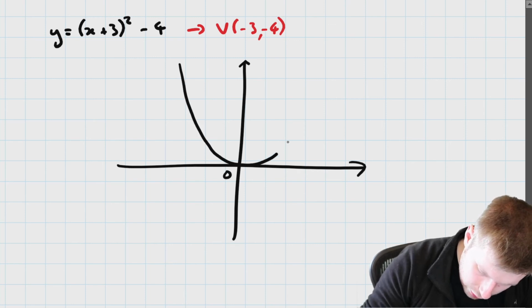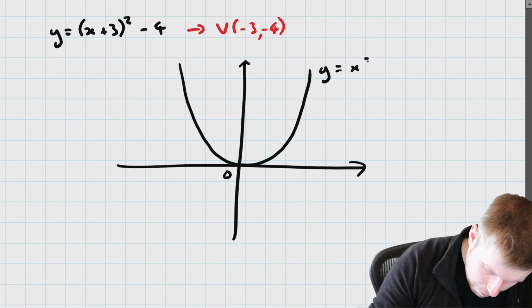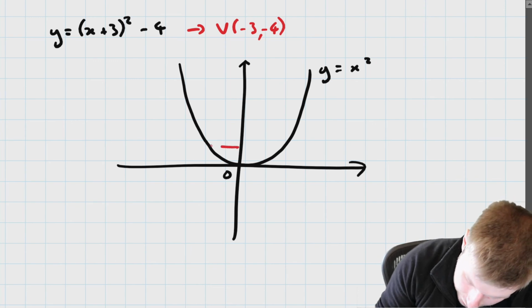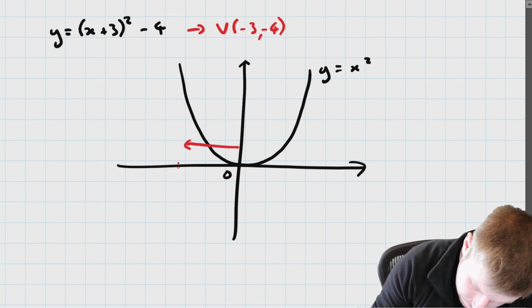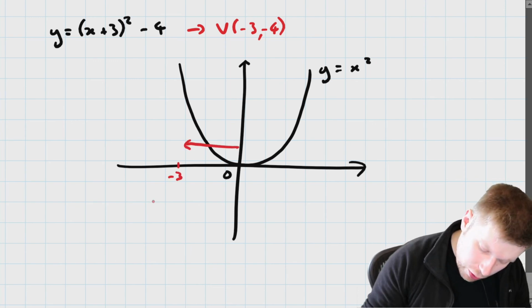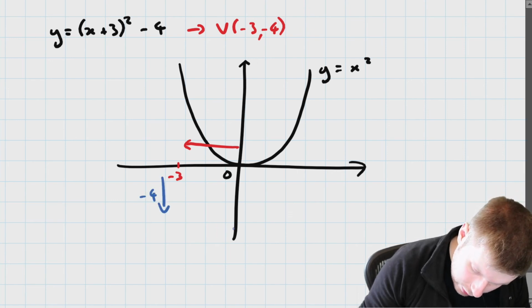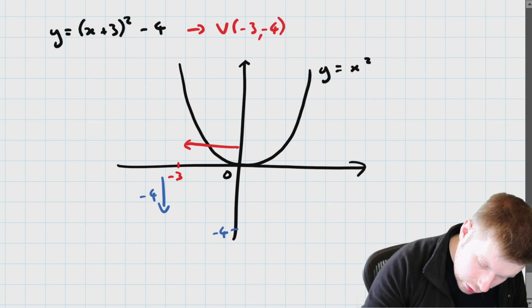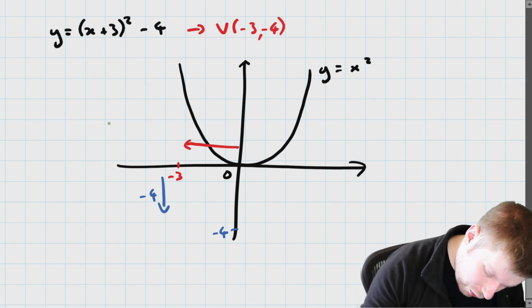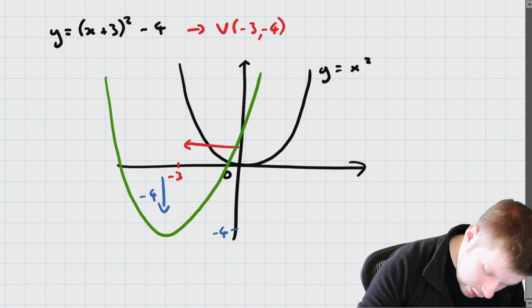So y equals x squared is here. I've moved it to the left by 3, so it'll end up at negative 3. And then I've moved it down by 4, so it's going to end up down here at negative 4. So in other words, my new graph is going to be here in green. It's going to be something that looks like that.